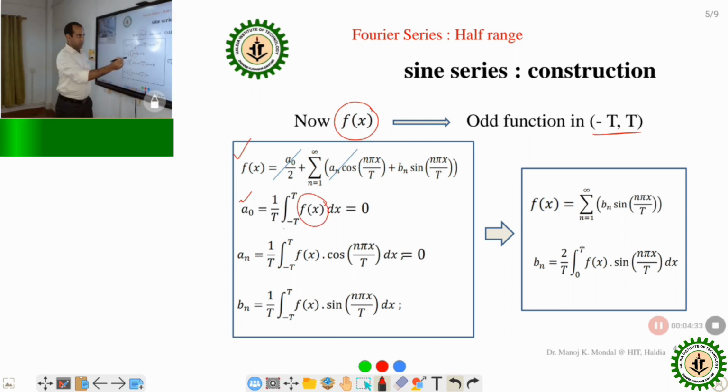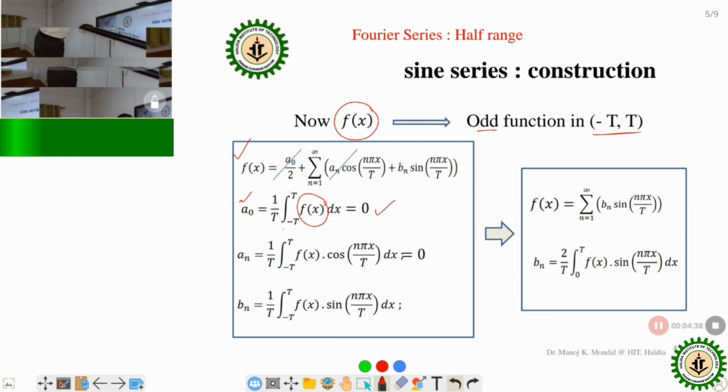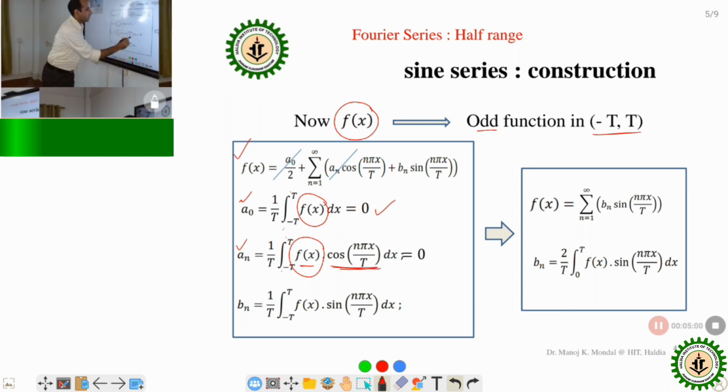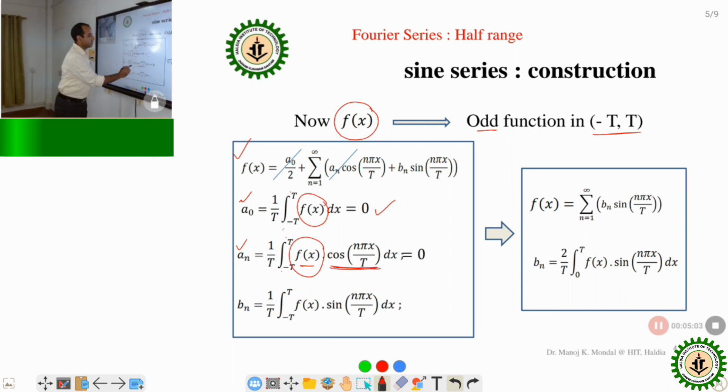For the calculation of a0, f(x) is an odd function. Since f(x) is odd, the integral from minus t to plus t of f(x) will always be 0, from the property of integration. And next, an, the definition is (1/t) ∫ from -t to t of f(x) cos(nπx/t) dx. Similarly here f(x) is an odd function and cos is an even function, so the product of an odd function and an even function is an odd function. So the integral from minus t to plus t of the odd function will also be 0 again.